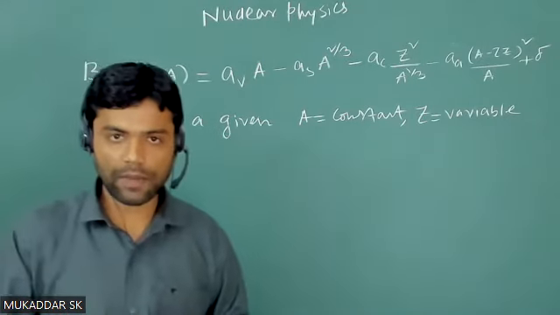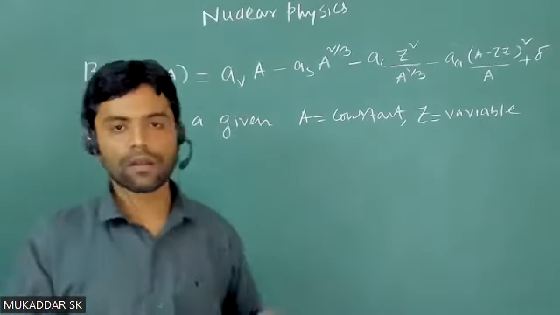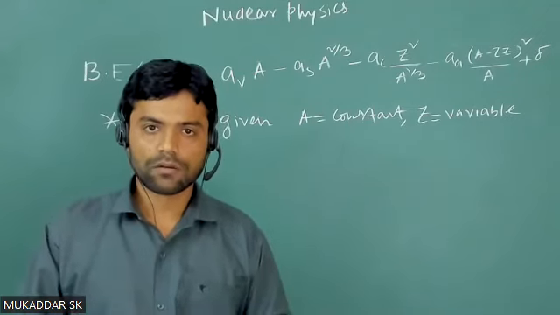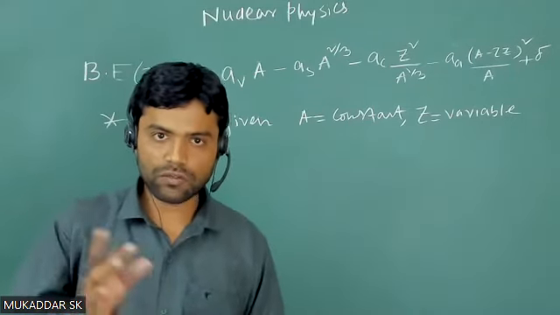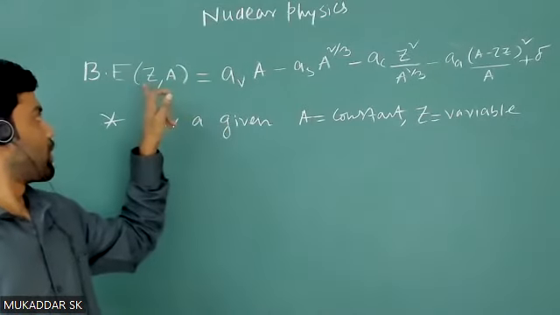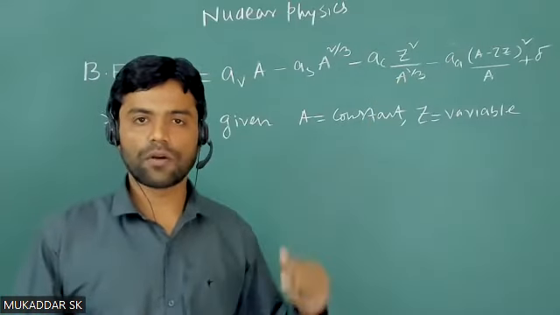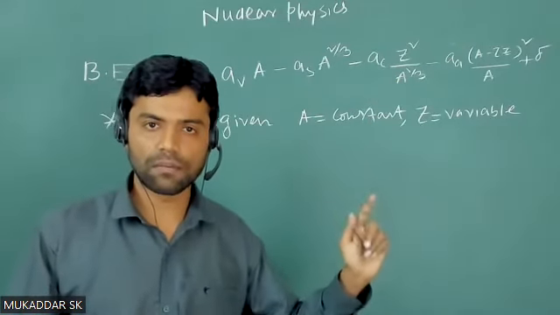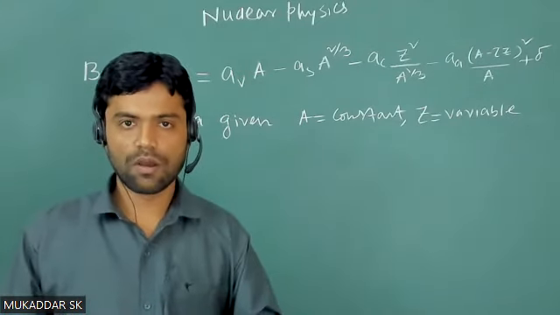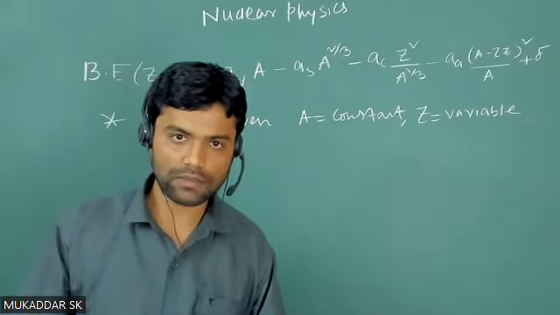For a given isobaric family, mass number will be constant. So binding energy will be a function of Z or atomic number. So from a given isobaric family, the most stable nucleus will have maximum binding energy, right? And binding energy is a function of Z. Okay? So for the most stable nucleus, the derivative of binding energy with respect to Z will be 0. From there, I can calculate the atomic number of the most stable nucleus.